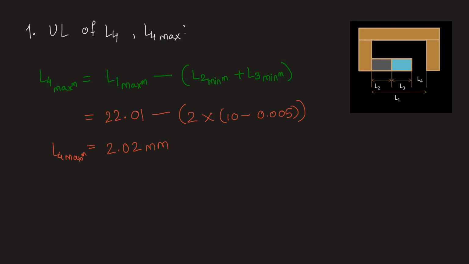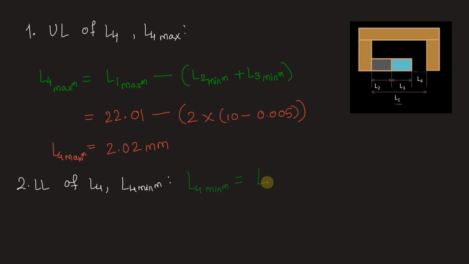Similarly, we can calculate lower limit of L4, or L4 minimum. How is that calculated? In the same manner, we can write L4 minimum is equal to. Now if L4 has to be minimum, we will take the minimum value of L1 and then subtract the maximum values of L2 and L3 from them. From there we will get the value of L4 to be minimum.